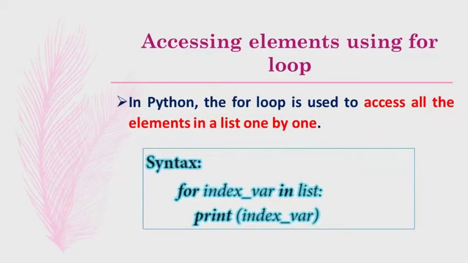So now let us see how to access elements using a for loop. In Python, the for loop is used to access all elements in a list one by one. For that, here we are using the for keyword. So this is the syntax of accessing elements using a for loop. First write the for keyword, and next write the index variable, which means the index value of each element in the list. And next write in list, and next print the index variable of the list.